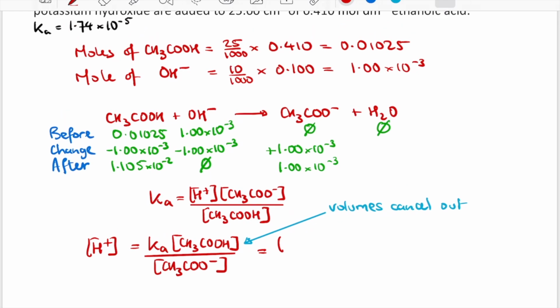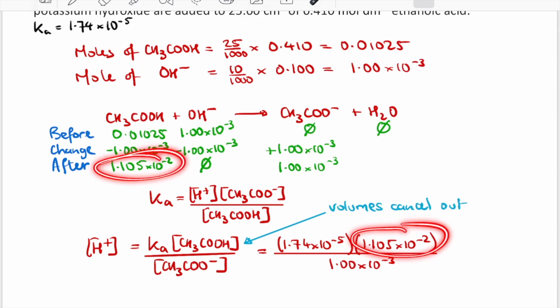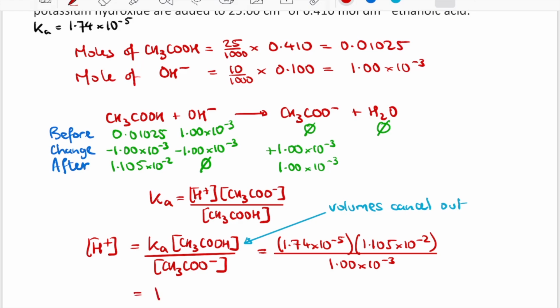So I know Ka is 1.74 times 10 to the minus 5. I can now use moles because the volumes would cancel out. So I've got the weak acid on the top, and then I've got the salt on the bottom. So they've come from this part of the working out I did earlier. Plug those numbers in. I get a concentration of hydrogen ions. I can then work out the pH using the minus log of that, and I get 3.72.